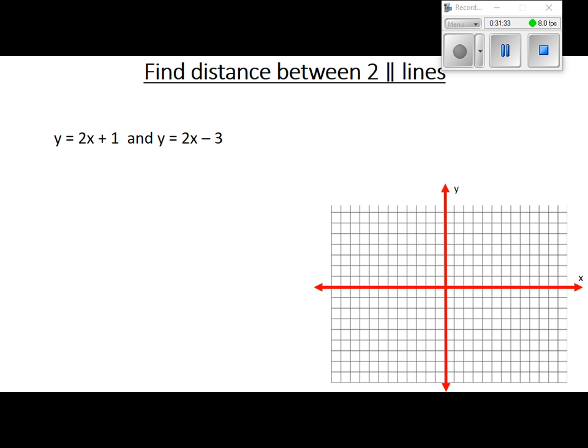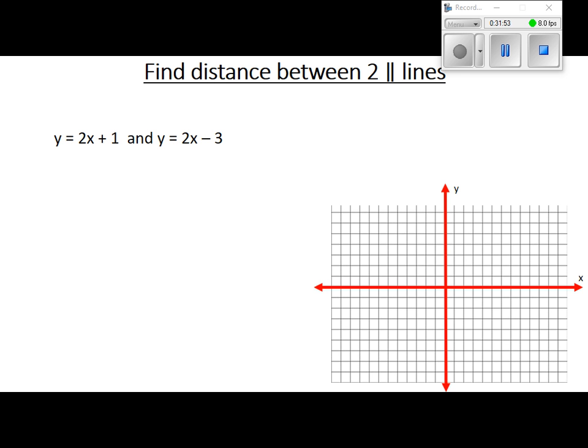So we're trying to find the distance between those two lines. We're going to graph these two lines. I look at them right away and I see the slope of this first one. What's the slope of this first one? 2. What's the slope of that one? So what's that tell you about them? They got to be parallel to each other. So we're trying to find the distance between these two parallel lines.